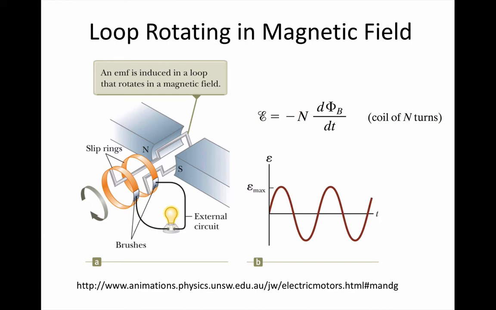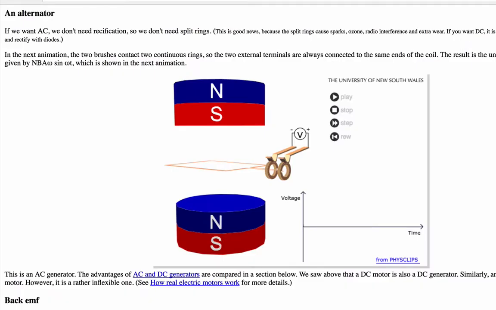We often use this equation for electric generators. We're going to look now at how a generator works. This animation from PhysClips shows the working of an AC generator, and that is sometimes called an alternator because it produces alternating current. The first thing you can see is that it looks almost identical to the motor animation that you saw earlier, and that's because the parts are almost exactly the same.